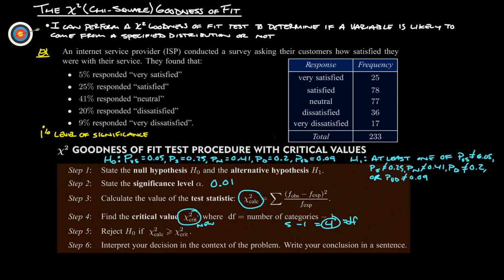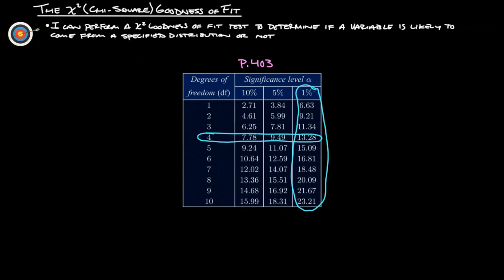So back here, the critical value, chi-squared crit, is going to equal 13.28. Yep.